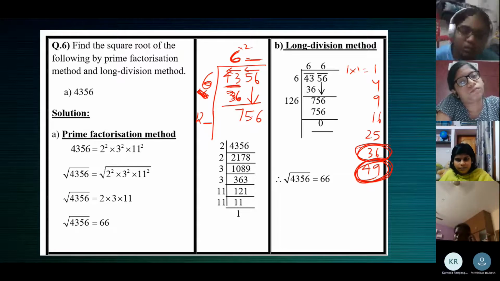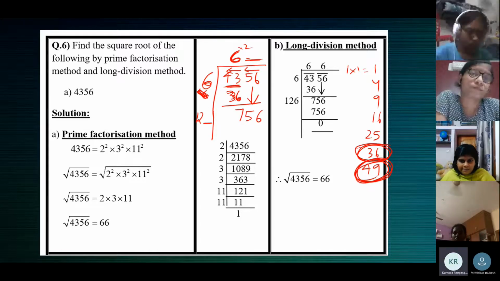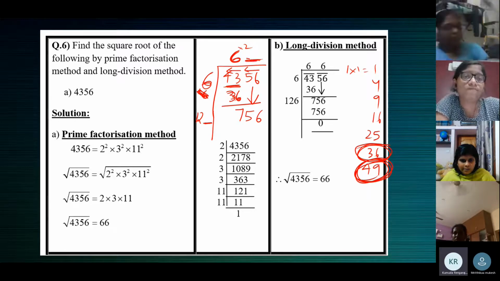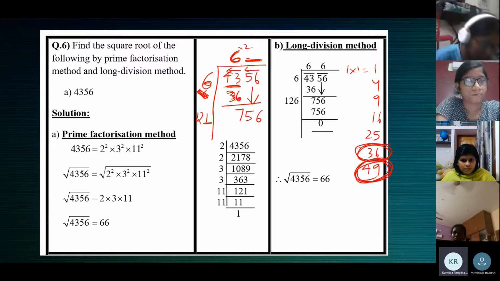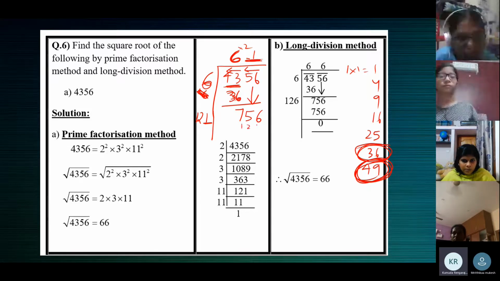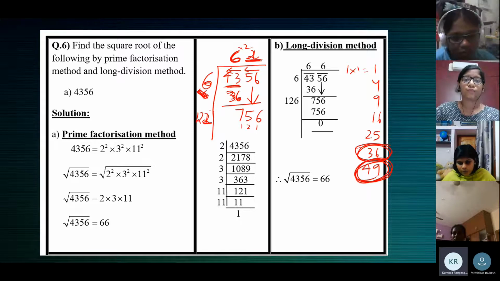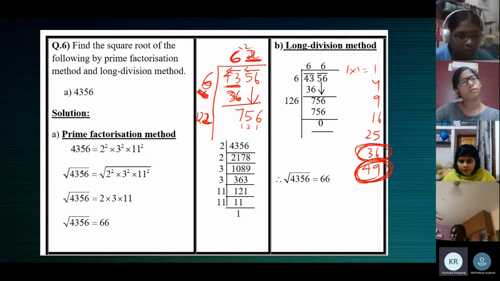Double the quotient, 12. Don't write it close to the margin. Whatever digit you place here, you must place the same digit here. Supposing you write 1 here, you will write 1 here also, and it will be 121 into 1, which is 121. No, the number is 756. Okay, so 122 into 2 is 144. This number is 756.